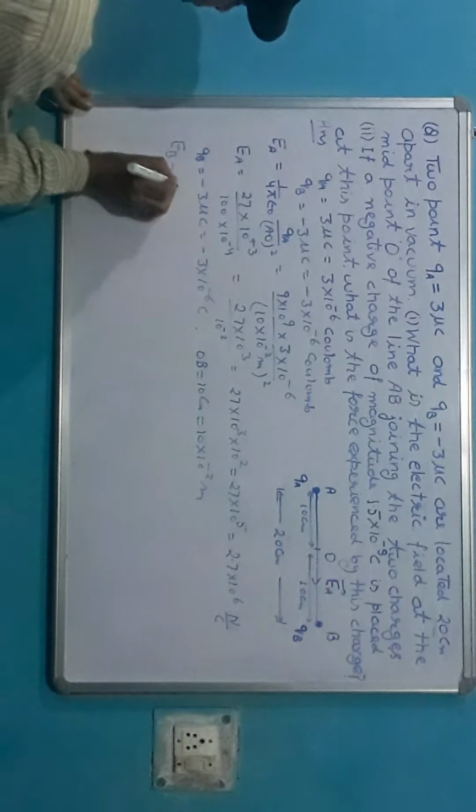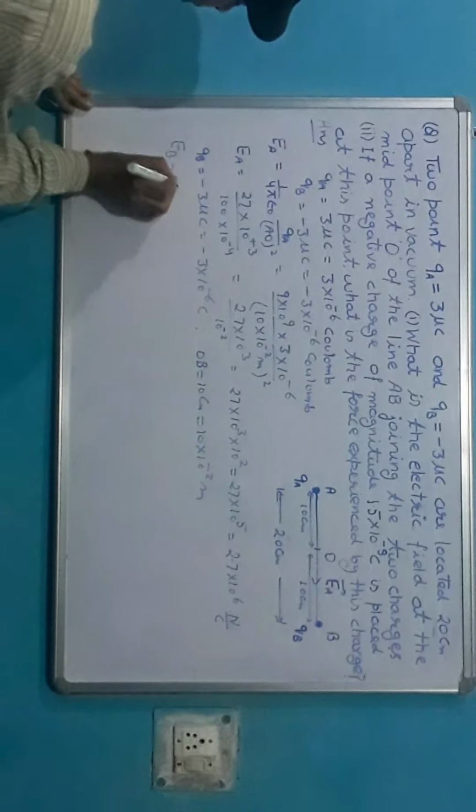But what is the difference here? The difference is of direction. It is QB that is negatively charged. That's why the direction of EB will be here. So from the principle of superposition, I can write down the net intensity of electric field at point O. That should be equal to vector EA plus vector EB.